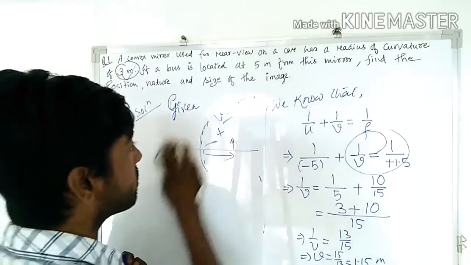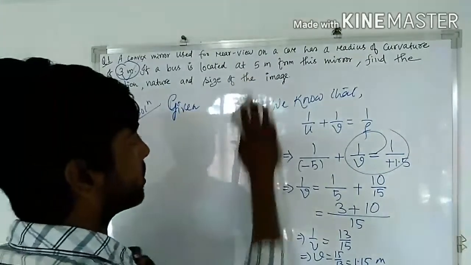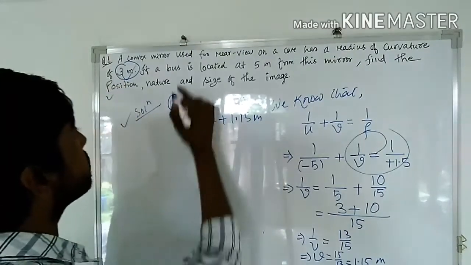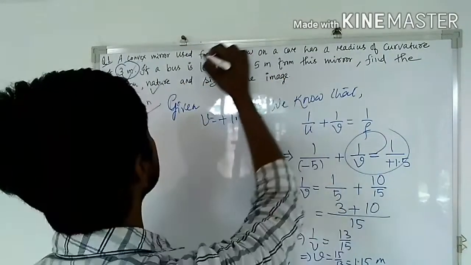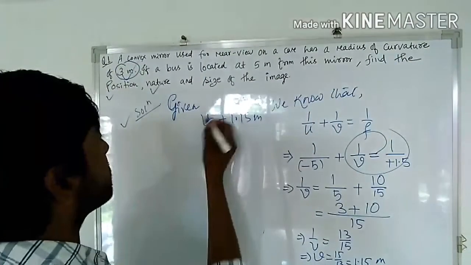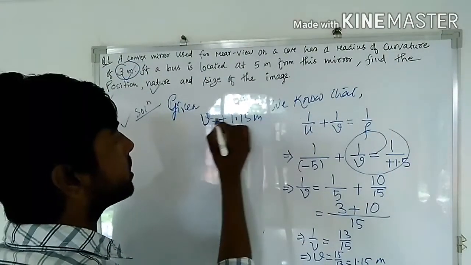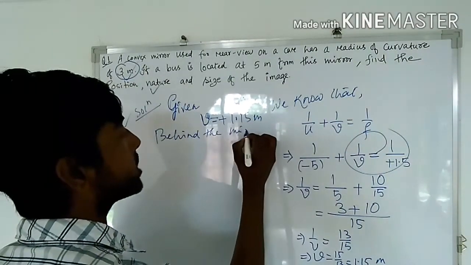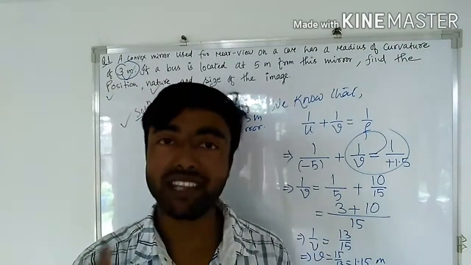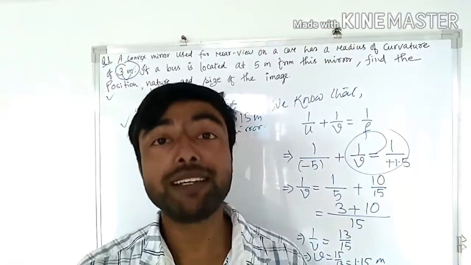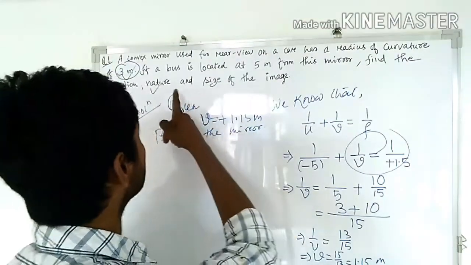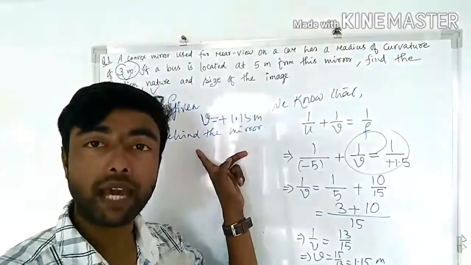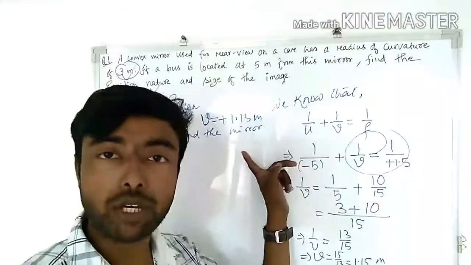Clear? Now you see what V value you have got: plus 1.15 meter. Now you need to calculate the nature. This is a convex mirror, so from there also you can say that the image is formed behind the mirror. That's why the image is virtual, and if it is virtual, definitely it will be erect. In nature you have to write that the image forms behind the mirror and it is virtual and erect.